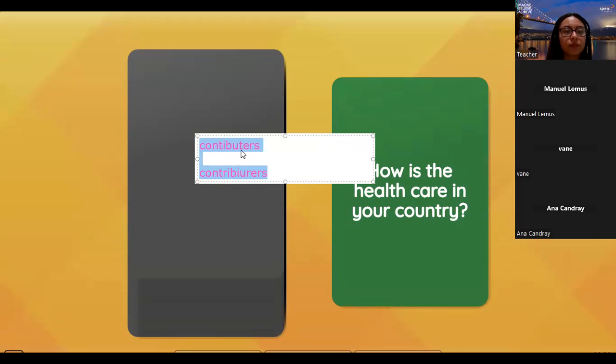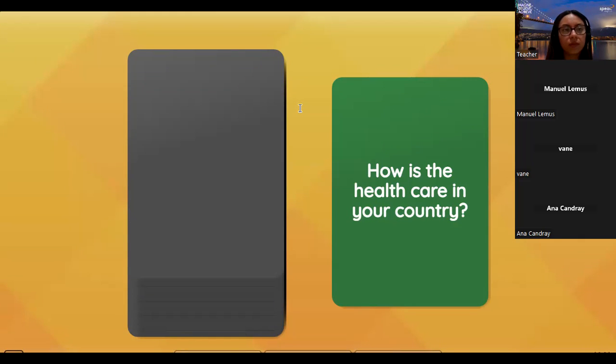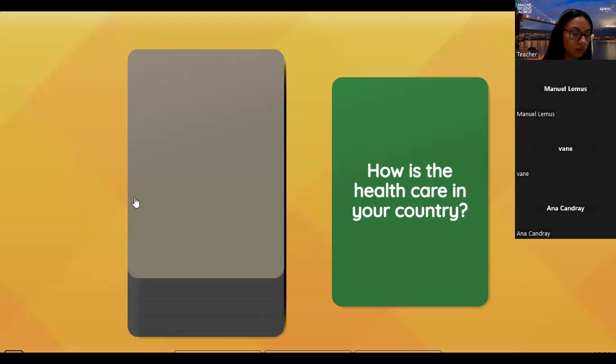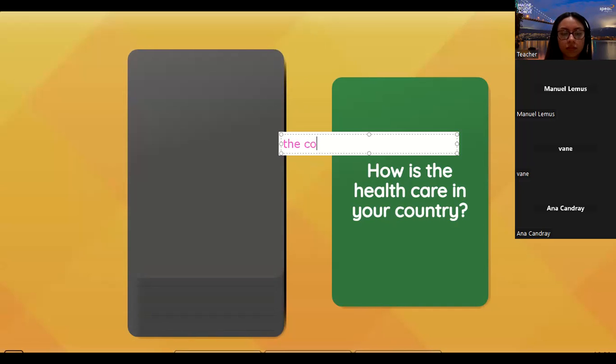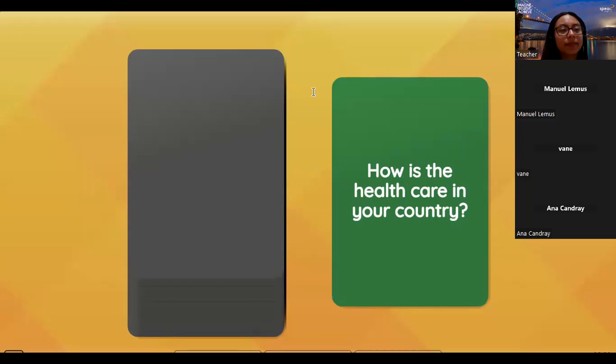Contributor. For example, in this country, all people that we work or we have a job contribute to the security, but the attention is very bad, very bad. Many times people go to that but they don't get medicine or adequada. So you can say a correct medicine. The doctor, they don't give a correct medicine. For me, it is bad. The public healthcare, but yeah, private is different.